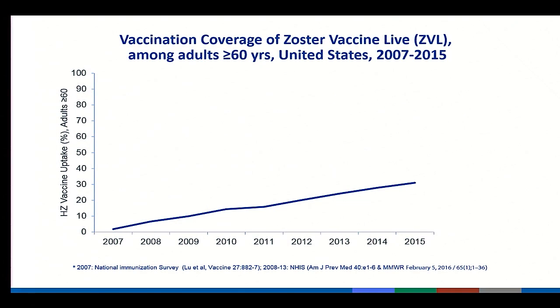So this is a graph of vaccination coverage of zoster vaccine live among adults 60 and older in the United States between 2007 and 2015. Starting from FDA licensure in 2006, Zoster Vaccine Live has shown a slow and steady increasing trend in coverage to approximately 31% by 2015. I'll not review the safety or efficacy, as you heard that information in detail in previous presentations.